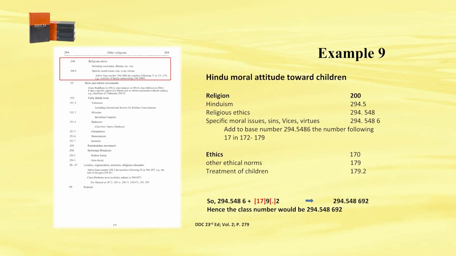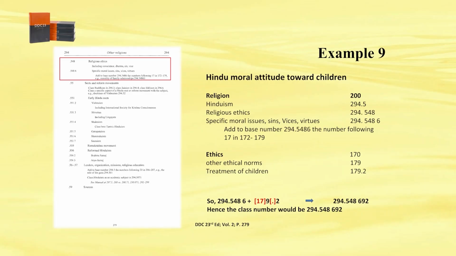Under 294.5486 there is an add instruction. It tells us to add to the base number 294.5486 the number following 17 in 172 to 179. In the Quran we found the instruction told us to add from 001 to 999, but as it is particularly concerned with moral issues, sins, vices and virtues, it restricts us from 172 to 179. So we have to find the moral attitude towards the children from 172 to 179.